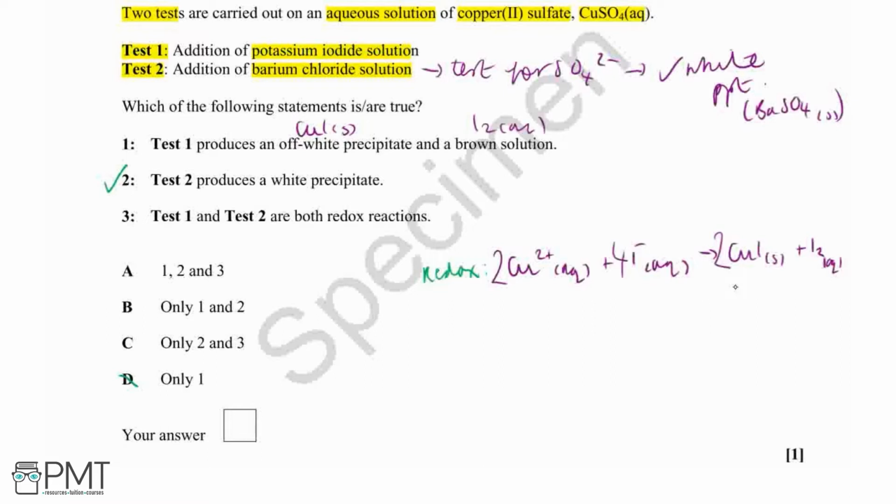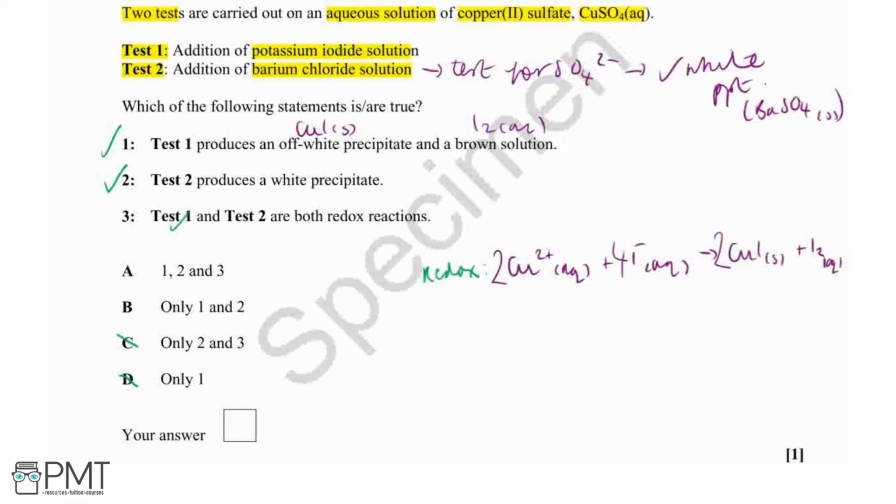That means that statement 1 is also correct, so now we can eliminate option C. The last one to figure out is whether statement 3 is correct as well. We've already said that our test 1 is a redox reaction, but let's have a think about whether test 2 is a redox reaction as well.